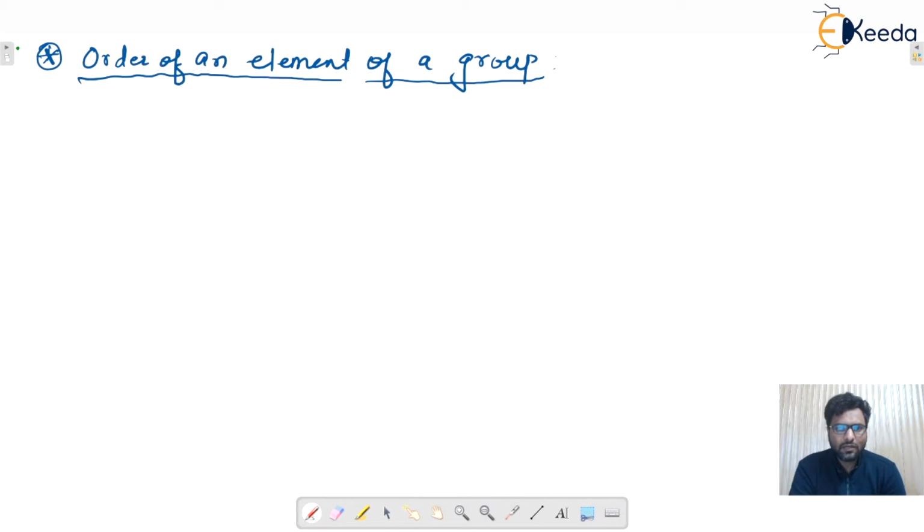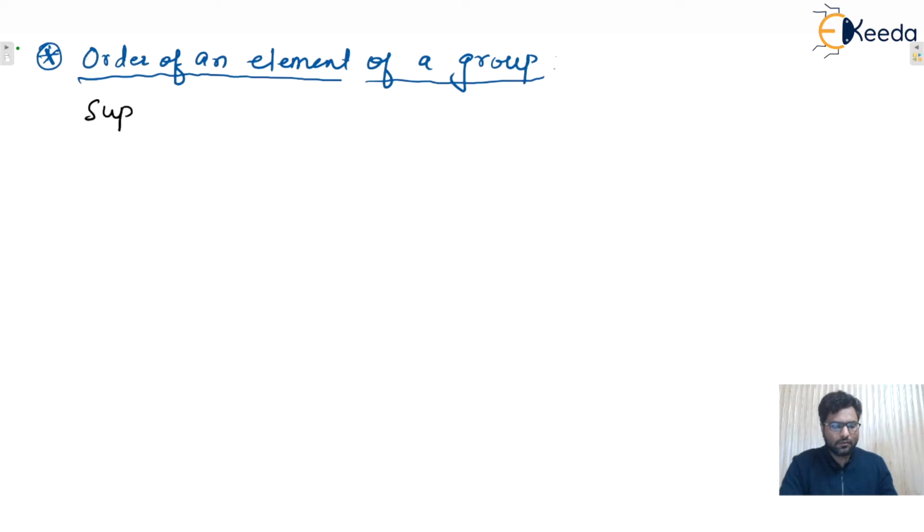We have already seen what is the meaning of order of a group. Order of a group means the number of elements in that particular group. Now we'll see that inside that particular group, various elements may be there. So we'll see what is the meaning of order of an element of a group. Write down the definition first. Afterwards, we will take some examples and see what is the order of an element and how to find the order of an element.